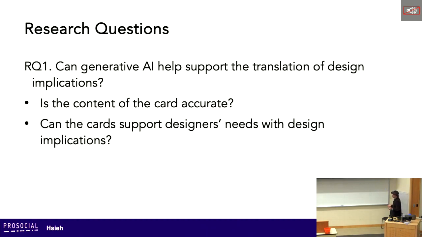Essentially, our research question is, can generative AI help support the translation of design implications? Is the content of the card accurate? Is this good enough? Is it feasible to do this? And also, can the cards support designers' needs with design implications? That also meant that we wanted to do a study to test this.